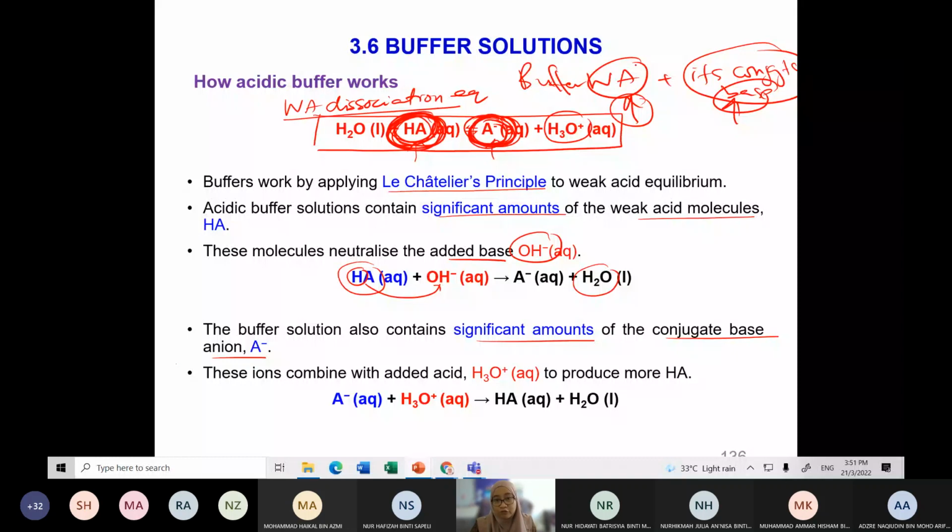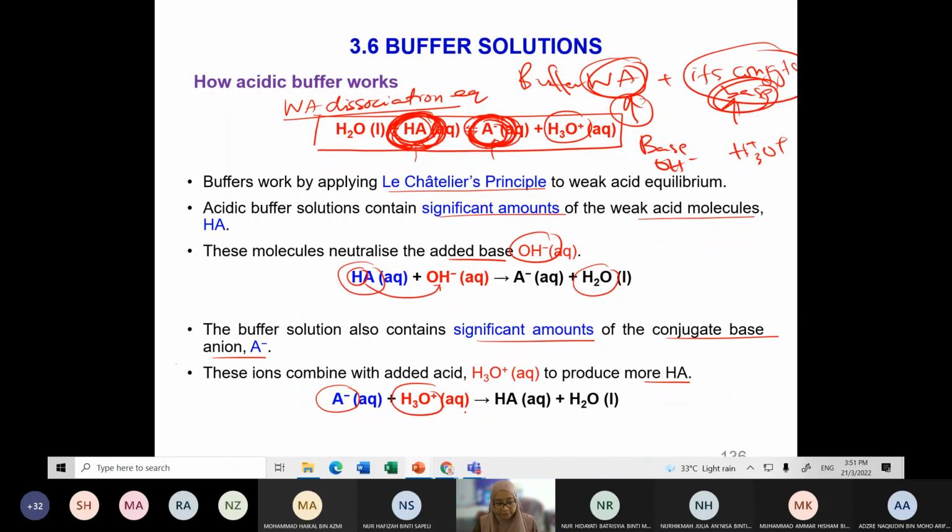So apa purpose dia? Okay, weak acid tadi dah cover base ataupun OH minus. So kalau conjugate base ni, dia akan cover acid, H plus ataupun H3O plus. Dia akan neutralize the H3O plus. Okay, alright. So this ion combine with added acid to produce more HA. So what happen is that the A minus, okay, which come from the conjugate base of the buffer tu, will react with the acid added to produce HA and H2O.